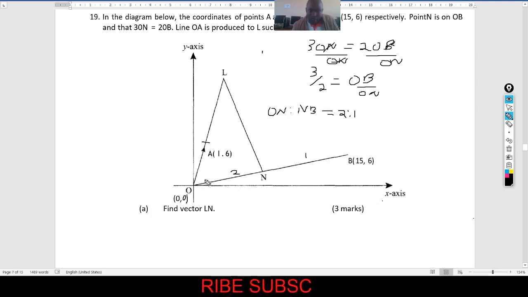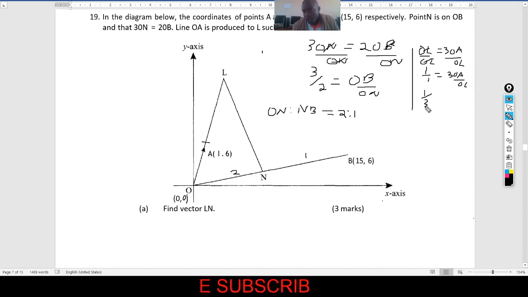O to L is 3OA. So what does that mean? It means that if I divide by OL, that is OL equals 3OA, if I remain with one, if I divide by OL, so that means I'll have 1 over 1 equals 3, OA, all over OL. I divide by 3, so it means 1 over 3 equals OA over OL.